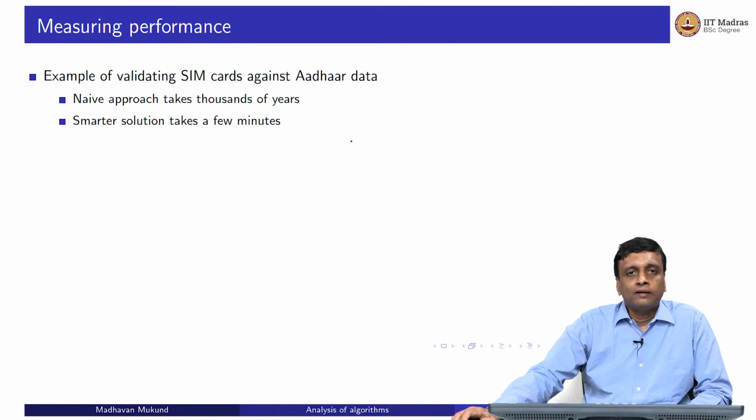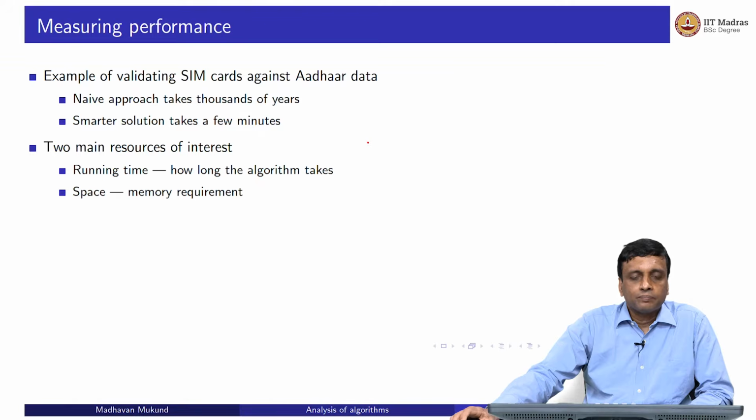On the other hand, if we were able to arrange the Aadhaar cards so that they were in, say, ascending order, then we saw this clever strategy where we kept checking the midpoint and reducing the search space that we needed to look for the SIM card value by half each time, and then we cut it down to a significantly smaller amount of a few minutes. So this was a kind of informal analysis that we did. So how do we formalize this?